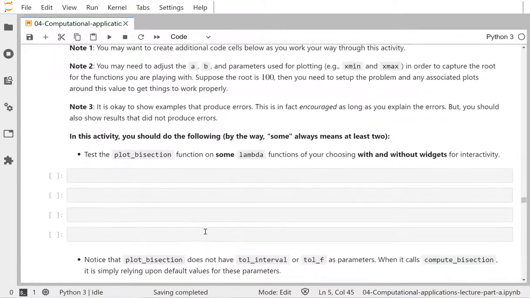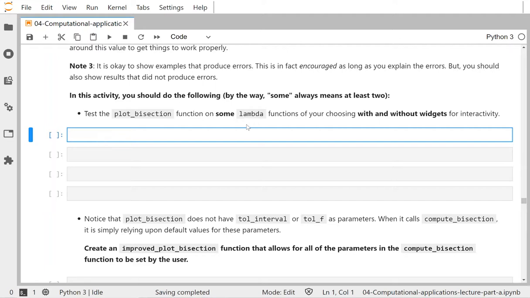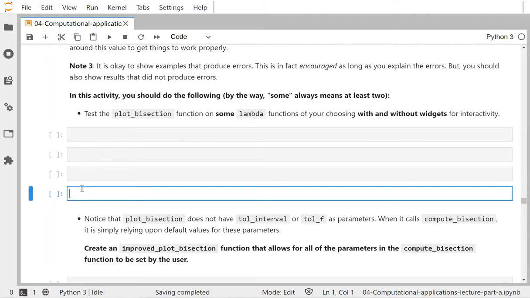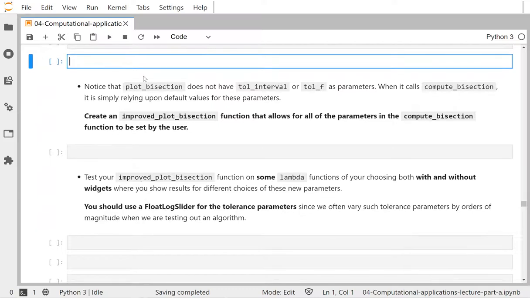So you need to do it both with and without widgets, just so that I can see that you can run the plot bisection function, and you need to choose some lambda functions of your choosing, with and without widgets. So if you did 2 of them, have a plot with a widget for a lambda function and do it without a widget for that same lambda function, and then repeat for a different lambda function. And if you want to do more, please do, and I encourage that.